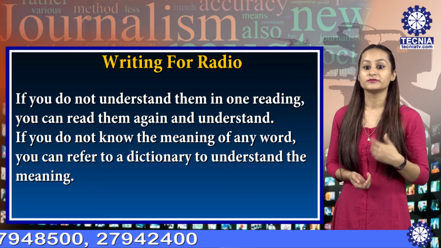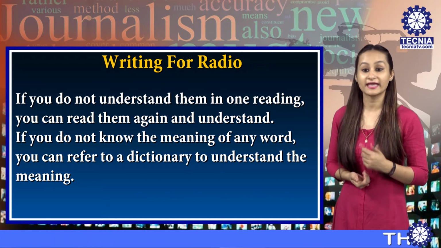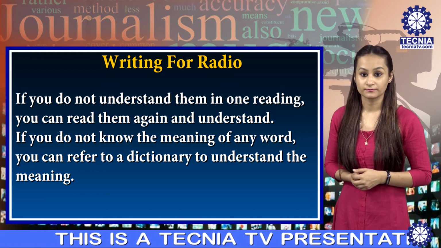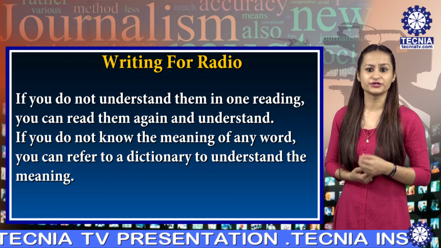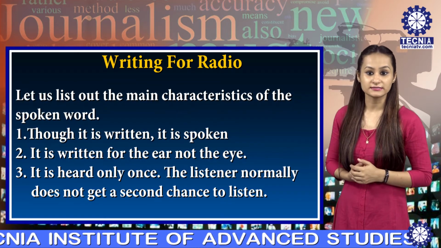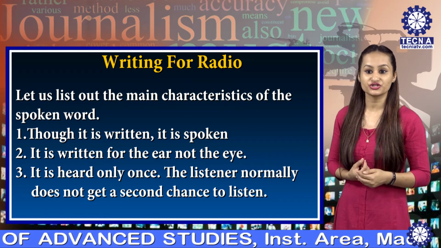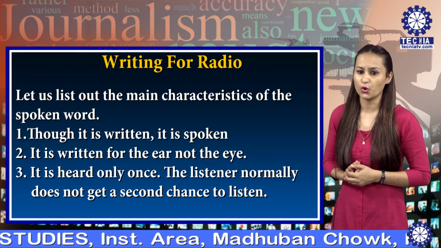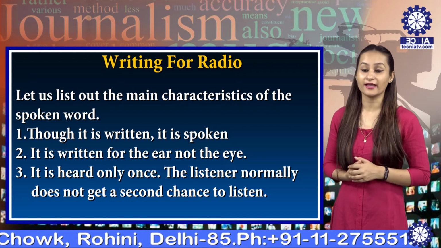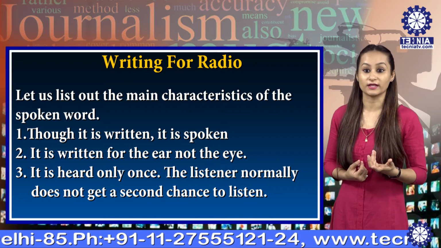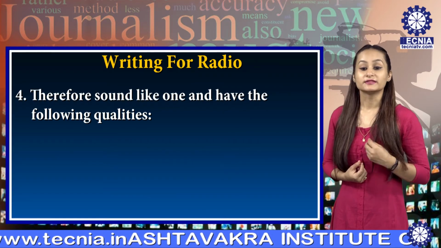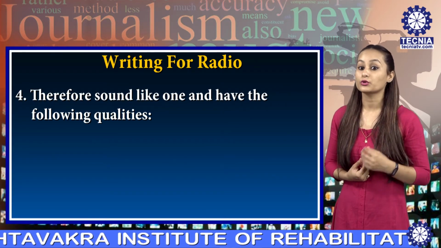If you don't know the meaning of any word, you can look it up against the written word or the printed word used in the print media. Unlike the printed word, which is written for the eyes, the spoken word is written for the ears. Let us list out the main characteristics of the spoken word. Though it is written, it is spoken. It is written for the ears, not the eyes. It is heard only once. The listener normally does not get a second chance to listen.